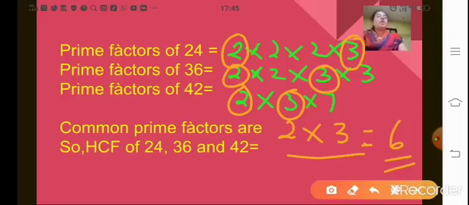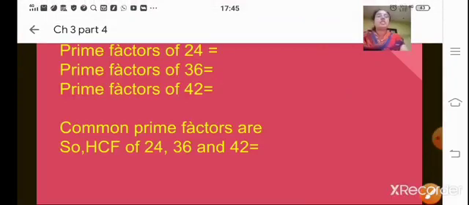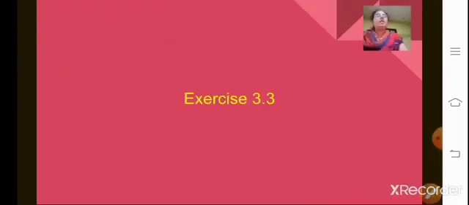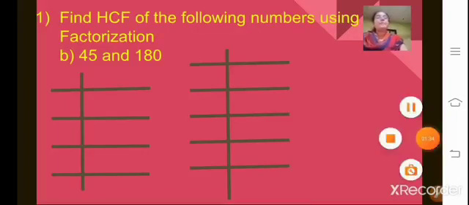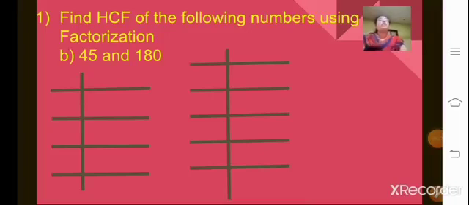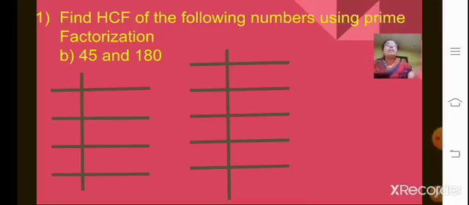Okay. So this is how we have to find the highest common factor using the prime factorization method. Now let us come to exercise 3.3, which you have to do in your notebook. Here you have to find the HCF of the following numbers using the prime factorization method. The numbers are 45 and 180. So we'll write the numbers first.